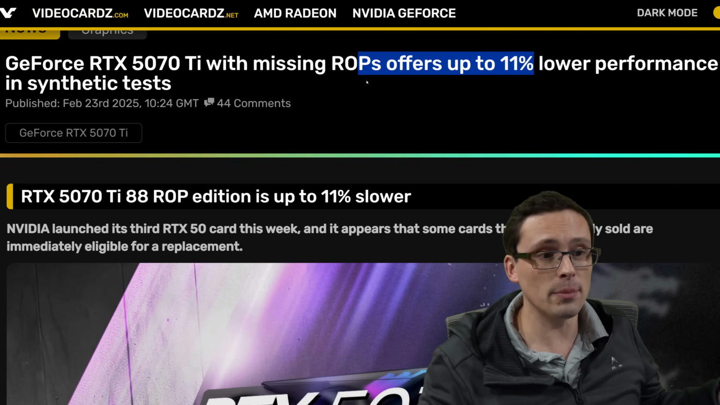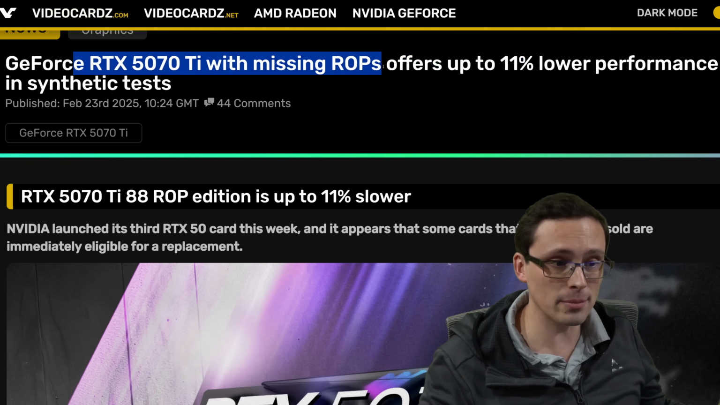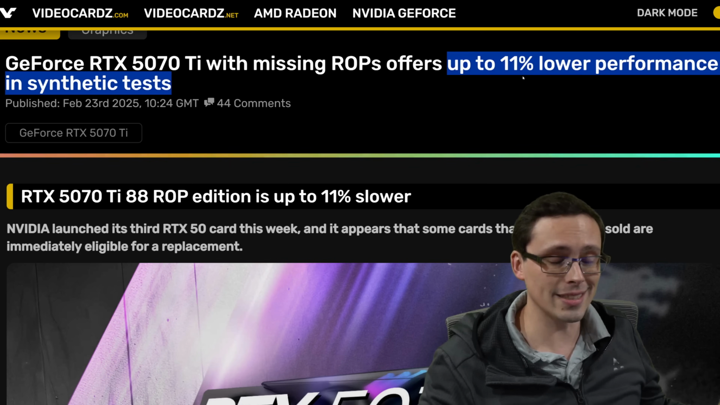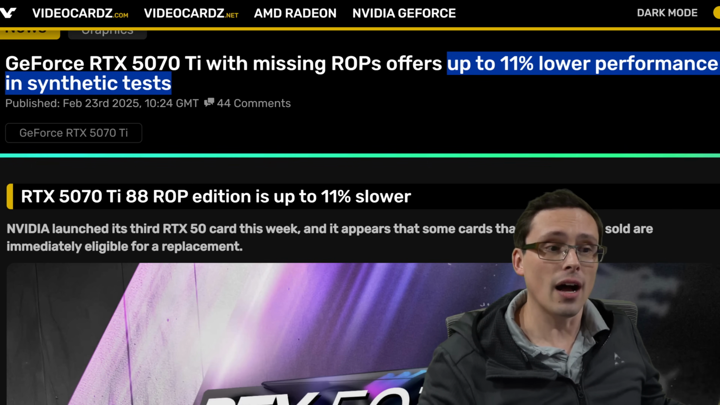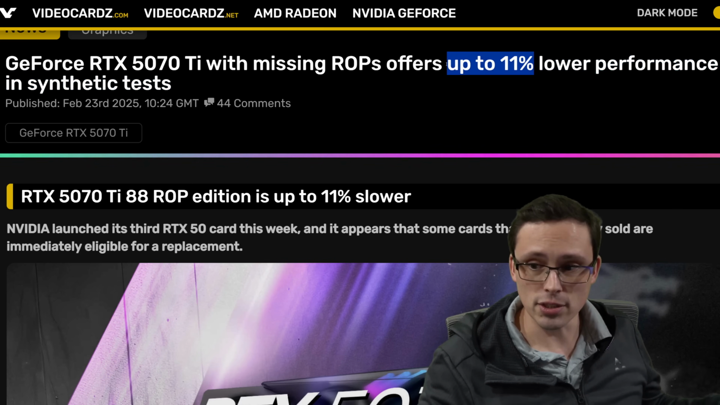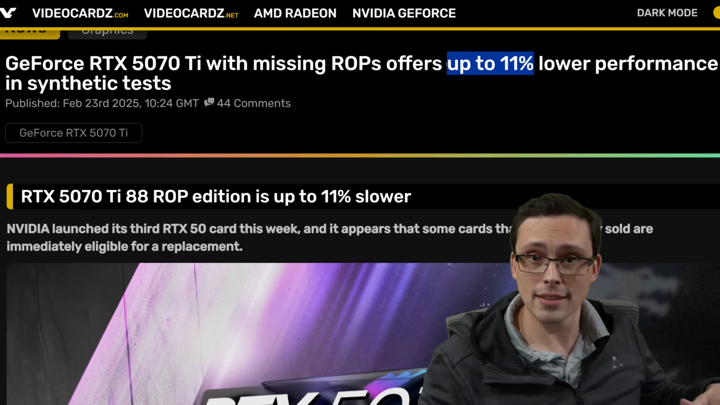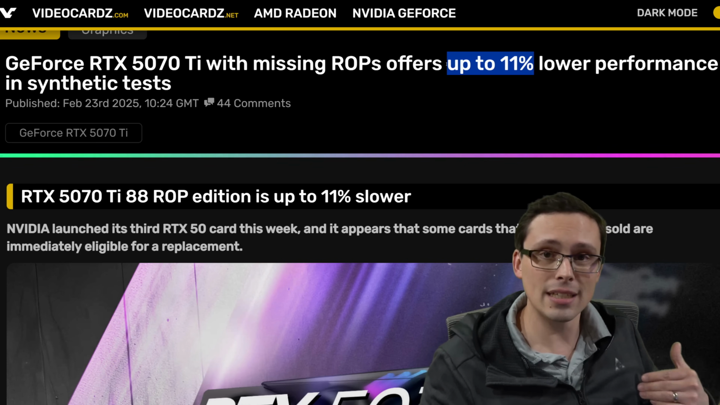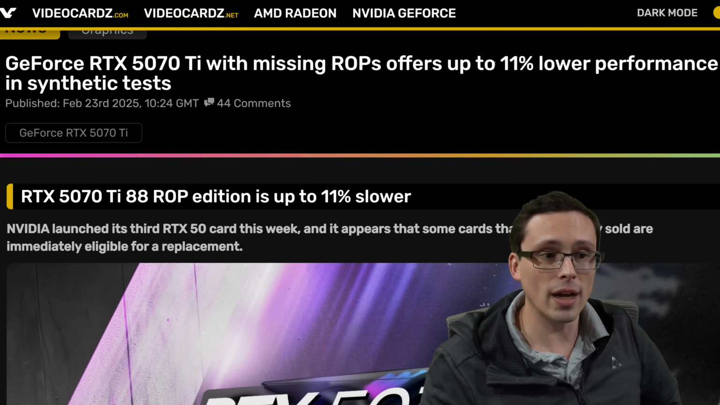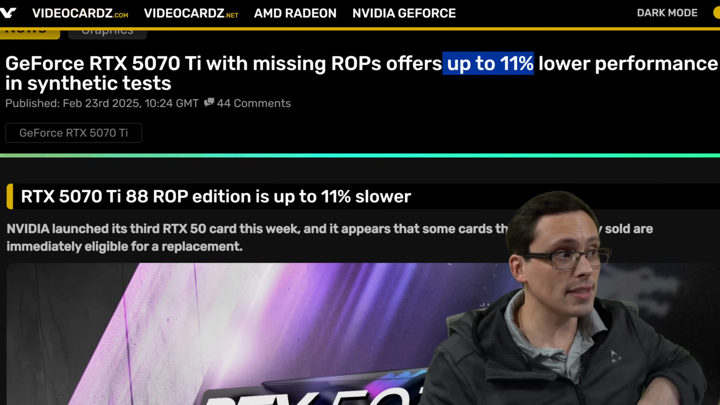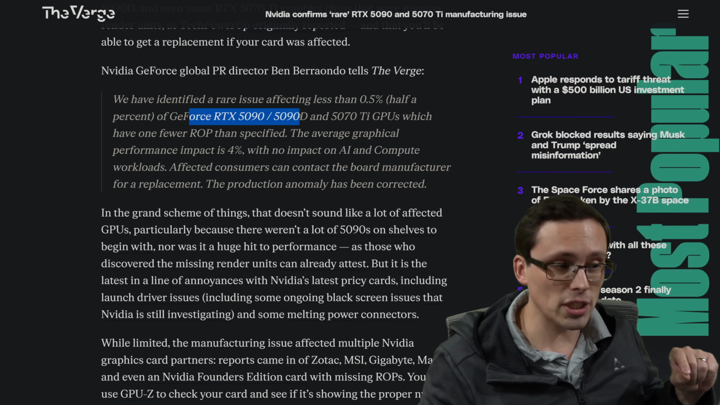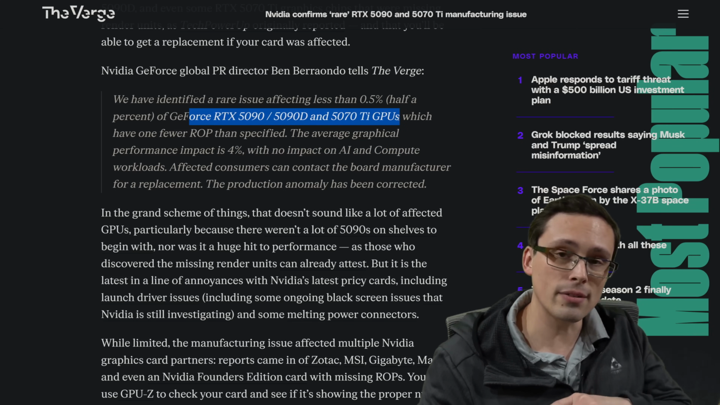However, we now have some independent testing of a 5070 Ti with the missing ROPs, showing up to 11% lower performance in synthetic tests. Now, up to 11% isn't an average, meaning Nvidia could very well be correct that the average result is 4%. However, that doesn't mean individual things couldn't show a larger impact. Specifically, I think it's also likely that they are averaging the 5090 results with the 5070 Ti results.